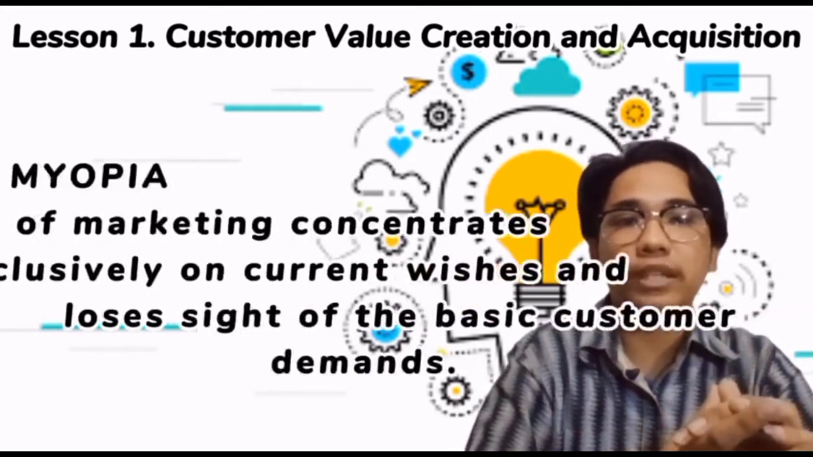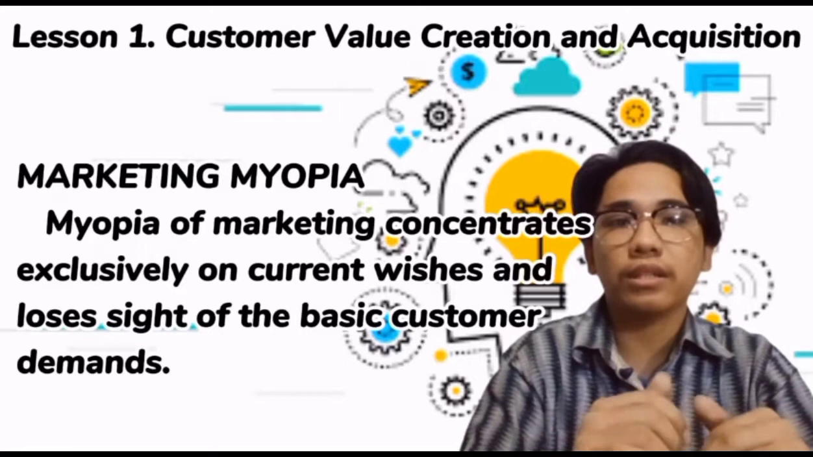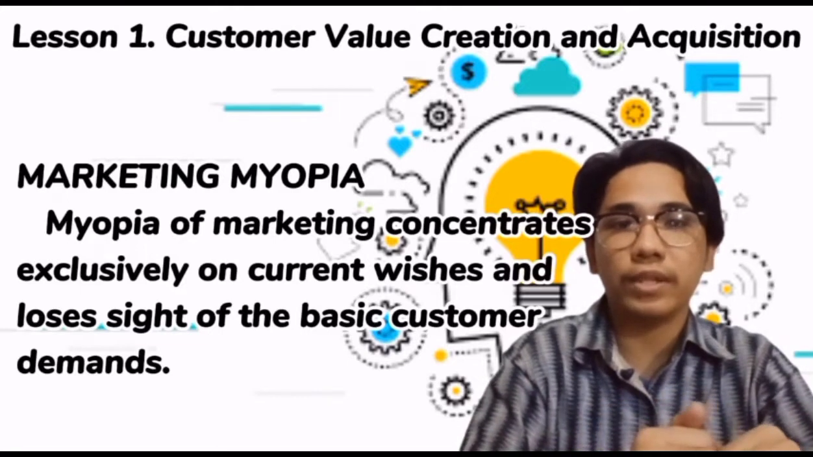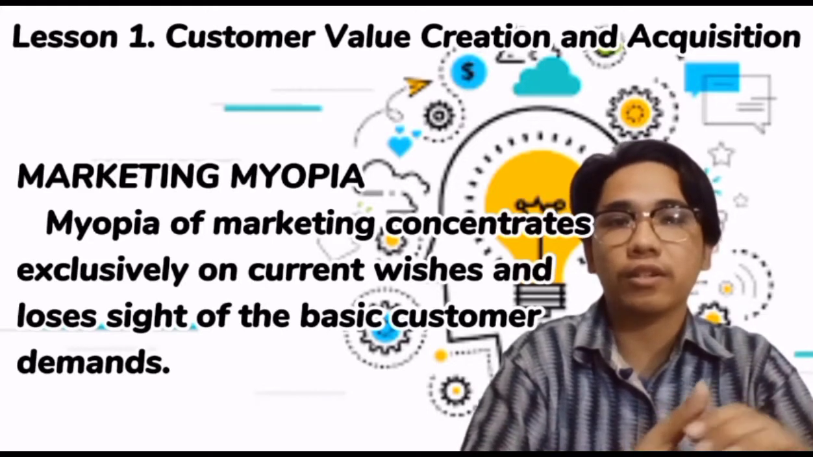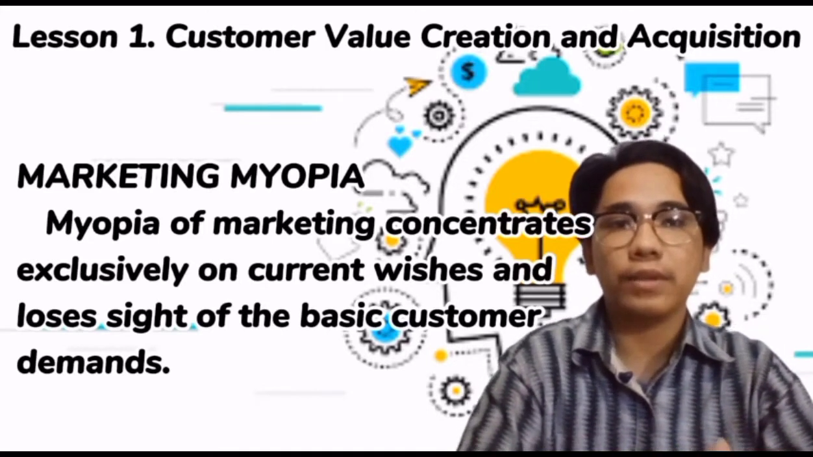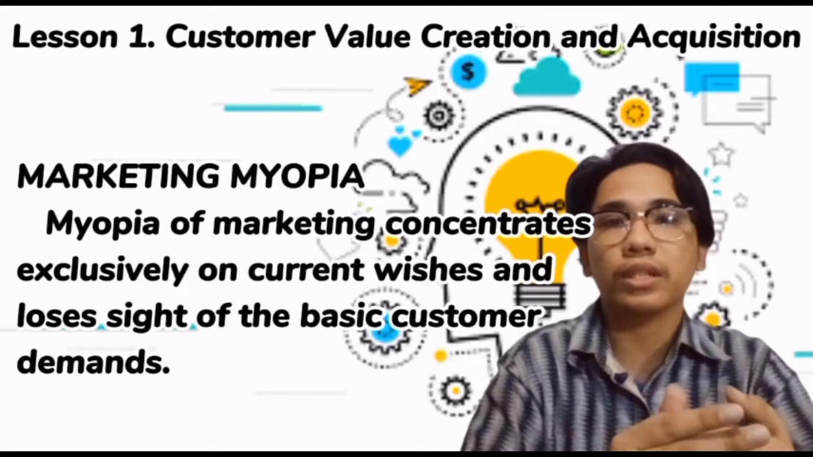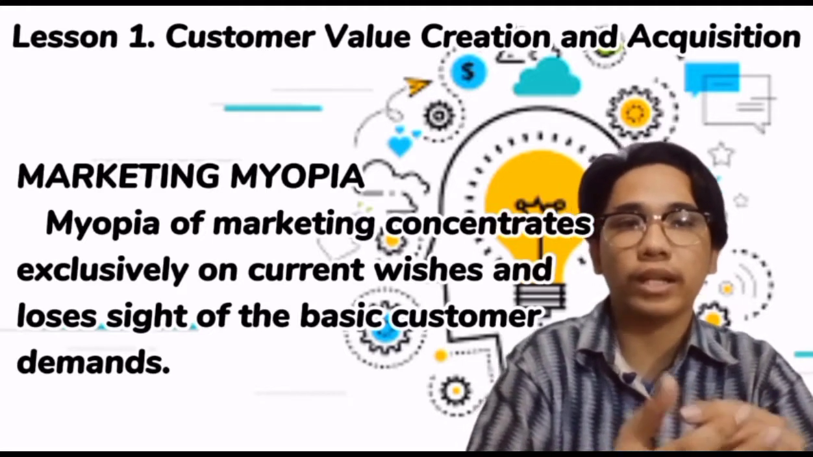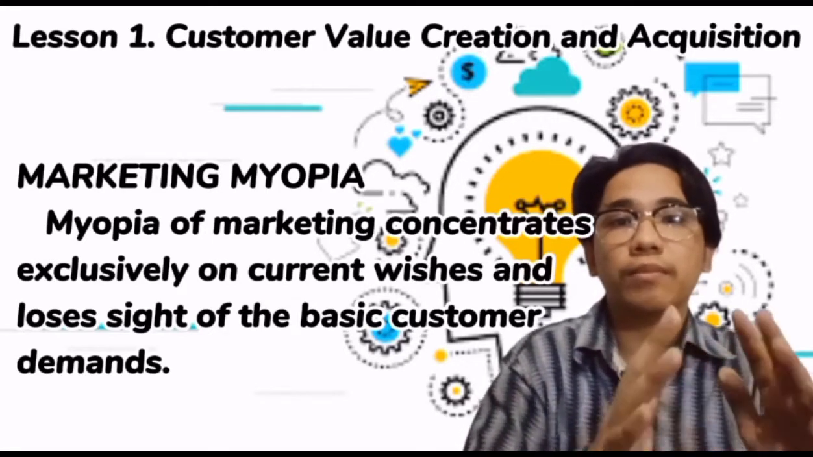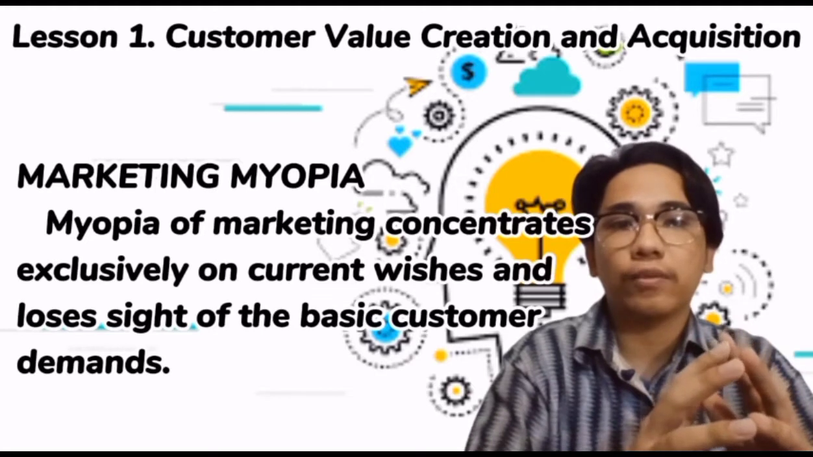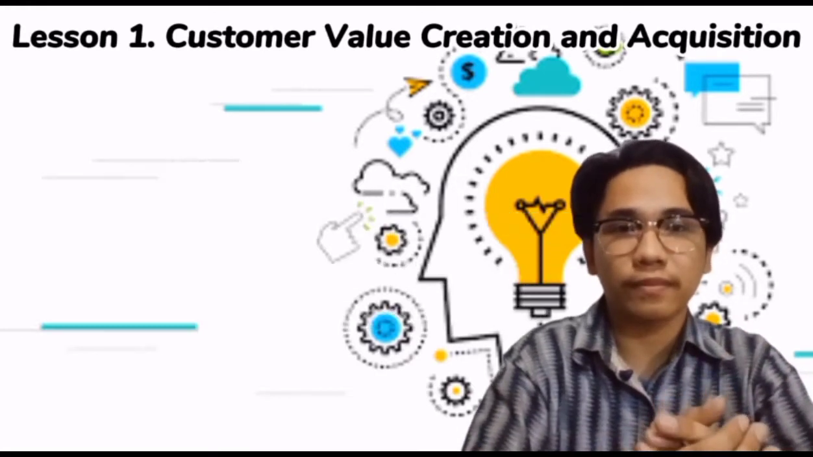Next is marketing myopia. It concentrates exclusively on current wishes and loses sight of the basic customer demands. That means marketing myopia states that the company focuses on their needs and short-term growth strategies. But for what? For them to improve something for what their customers want.